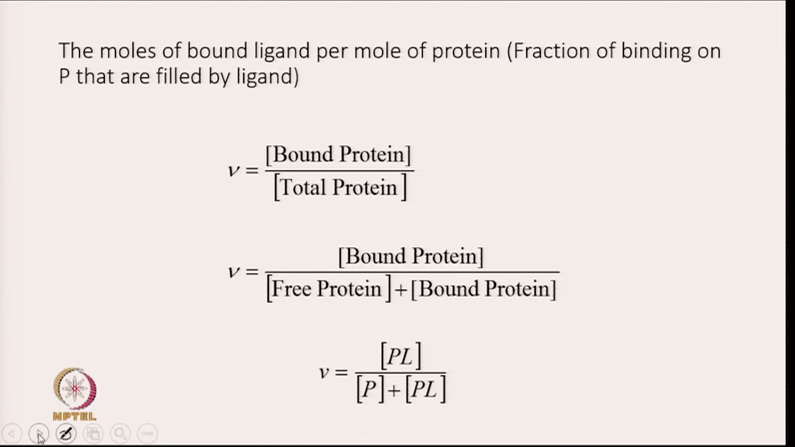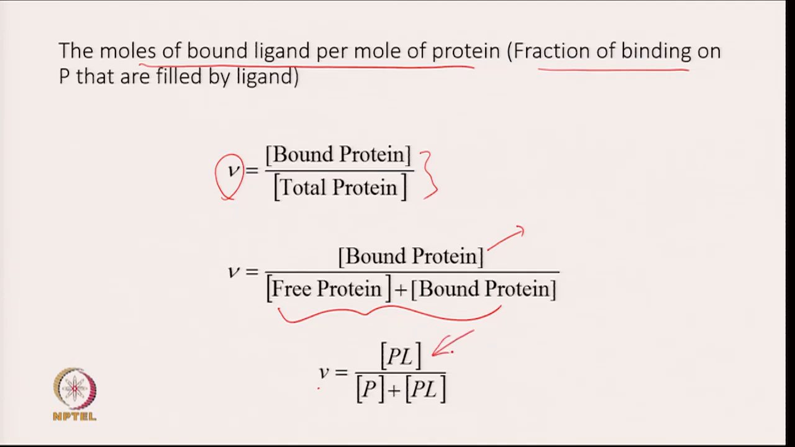To know this KD value or Ka value, what we need to do first is to calculate the mole of bound ligand per mole of protein, which is given by this nu value, which is basically the fraction of binding sites on P that are filled by ligand. So nu is bound protein by total protein. So you see this is a fraction of bound protein, and that can be written as bound protein divided by free protein plus bound protein. When you add ligand, some of the protein will go to bound state, the remaining protein will be in free state, and so total protein is free protein plus bound protein. So nu is given by PL, which tells you about the concentration of bound protein, divided by P plus PL. P is protein in free state and PL denotes the protein which is in complex with ligand.